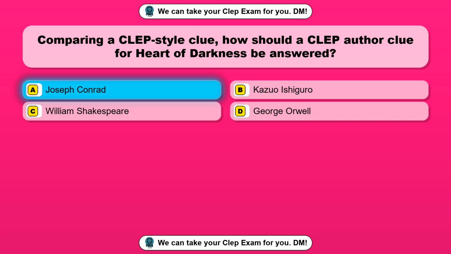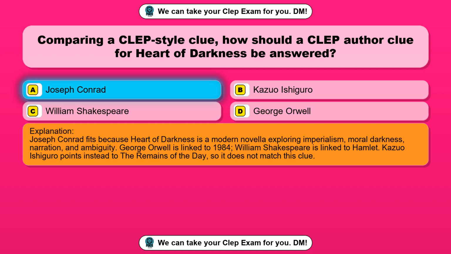Joseph Conrad. Joseph Conrad fits because Heart of Darkness is a modern novella exploring imperialism, moral darkness, narration and ambiguity. George Orwell is linked to 1984, William Shakespeare is linked to Hamlet. Kazuo Ishiguro points instead to The Remains of the Day, so it does not match this clue.